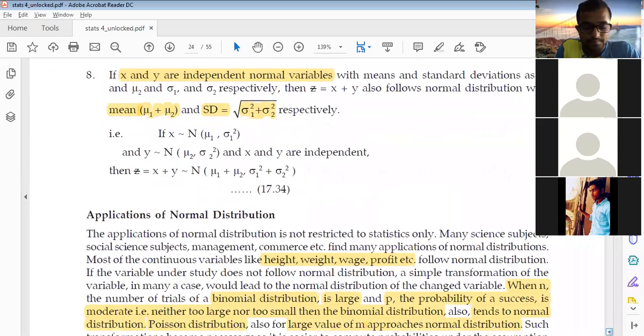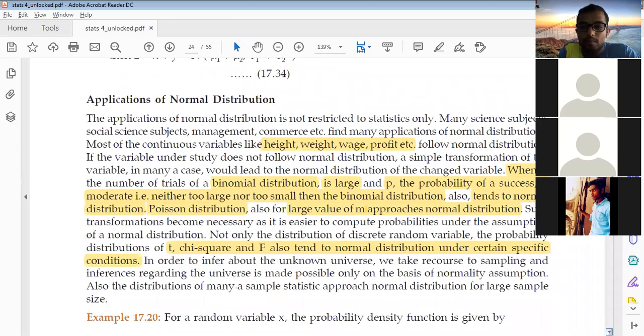Students, let's compare: mean, standard deviation, and points of inflection. What was it in normal distribution? Mu minus sigma and mu plus sigma. That means in standard normal, it should be how much, students? Minus 1 and plus 1, sir. 0 minus 1 is minus 1, 0 plus 1 is plus 1. Don't worry, I will show you these points in some time. I'm just asking now. Students, what was the mean deviation in normal distribution? Mean deviation?